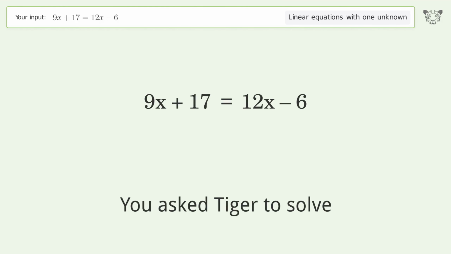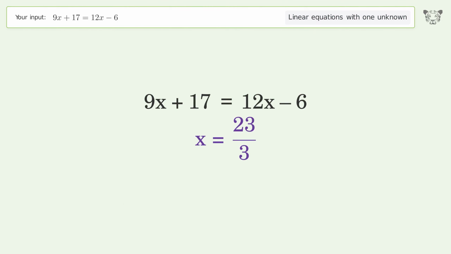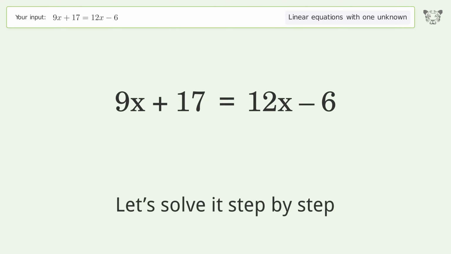You ask Tiger to solve. This deals with linear equations with one unknown. The final result is x equals 23/3. Let's solve it step by step.